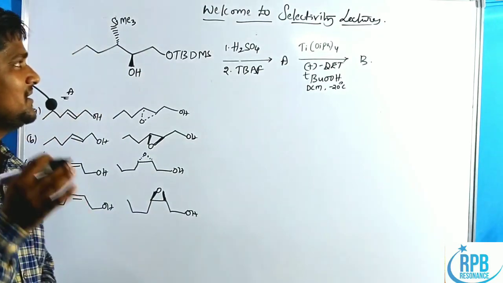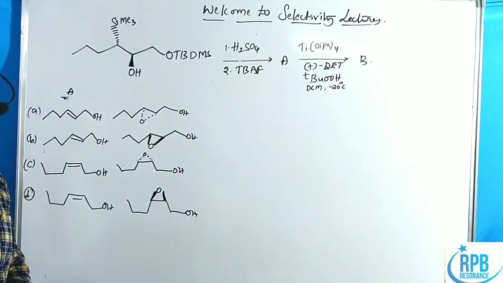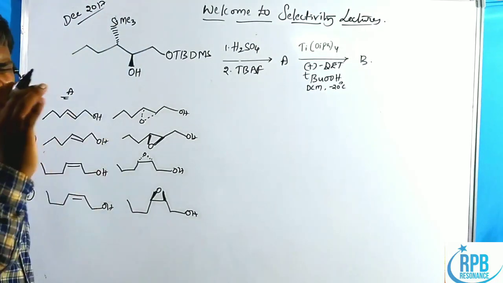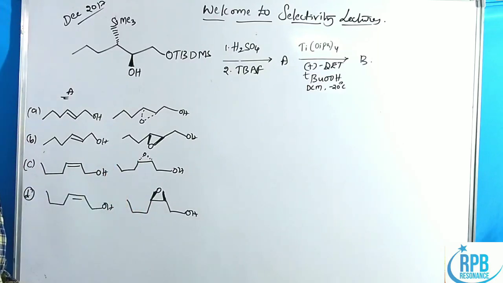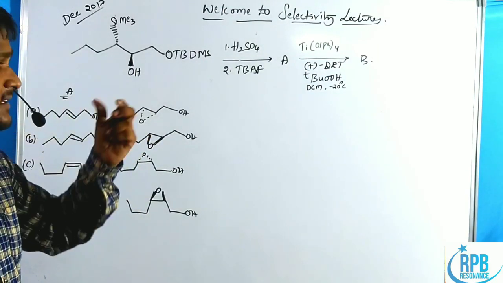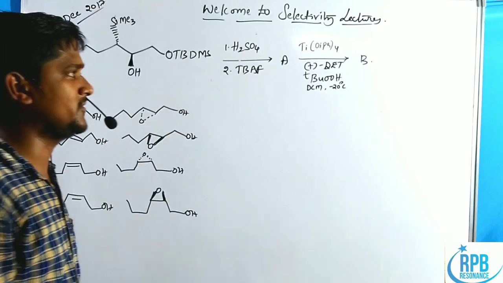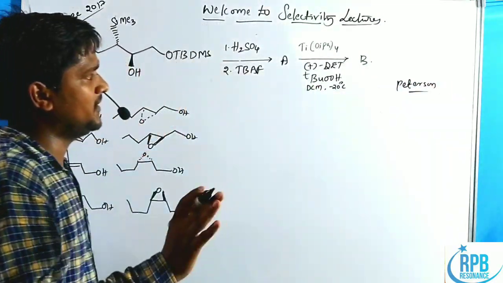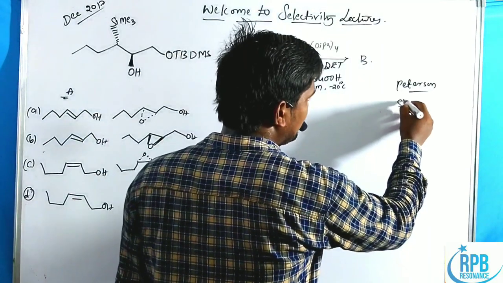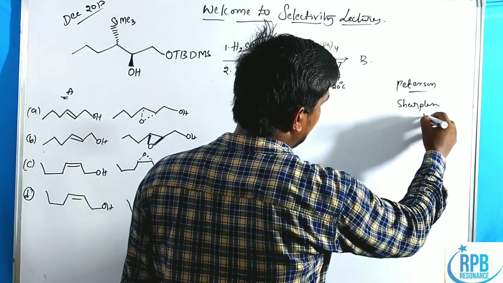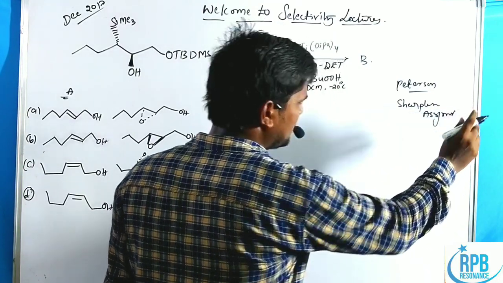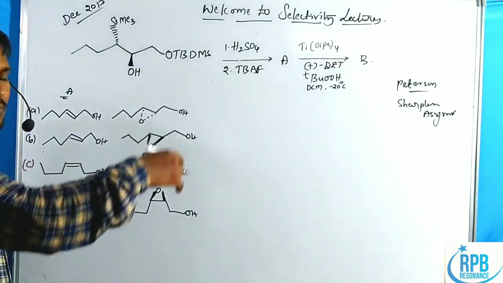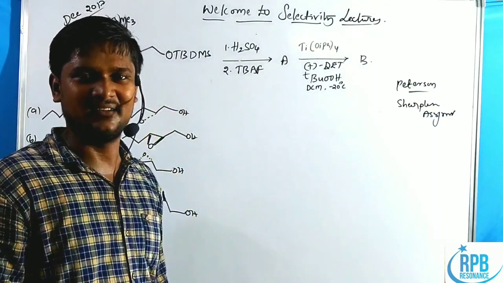Now we have discussed another important lecture in selectivity classes. This question was given in December 2017 for 4 marks. It is an easier question regarding organic chemistry. In this question, two types of reaction are involved. One is Peterson olefination. Another one is Sharpless asymmetric epoxidation. If you know the concept of selectivity as well as the stereochemistry of both reactions, this question is very easy.